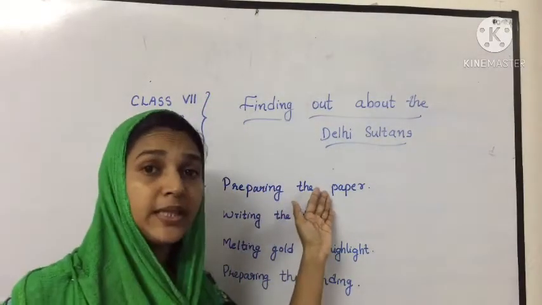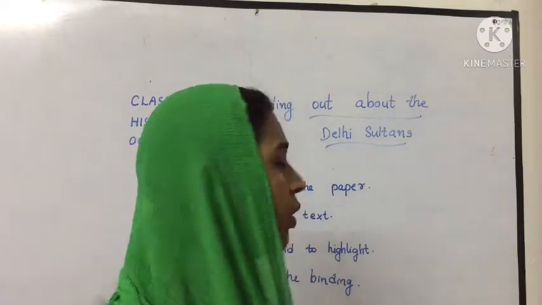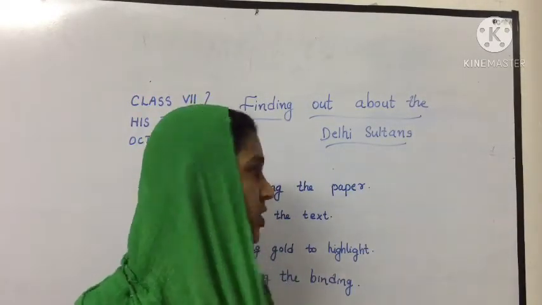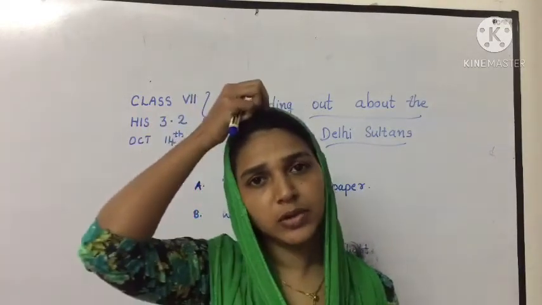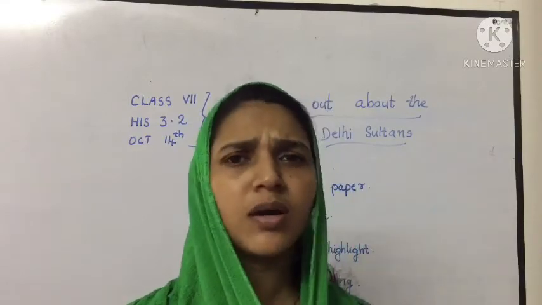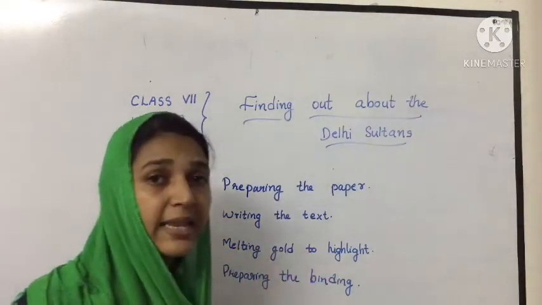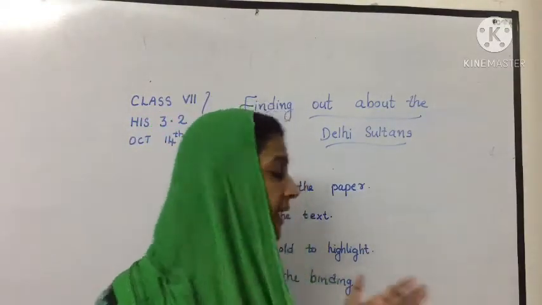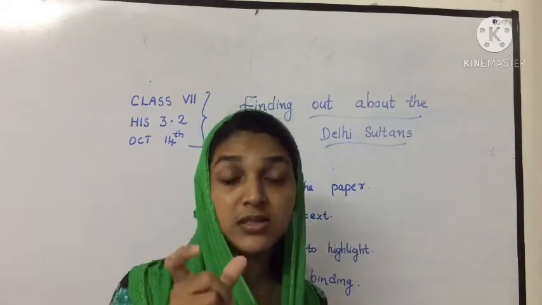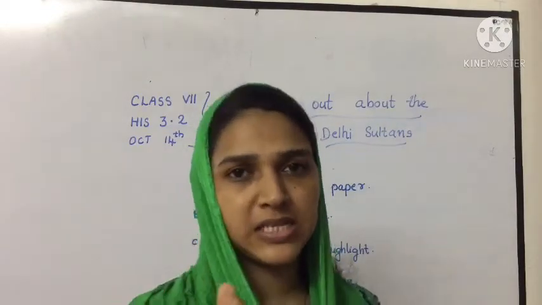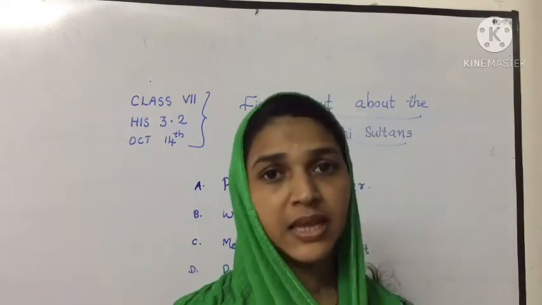First stage, preparing the paper on which the manuscripts are going to be written. After preparing the pages or papers, the next step is writing the text about the rulers, about the rule of a certain king, about the kingdom, etc. Third one, melting gold to highlight the words and phrases. Gold was used to highlight certain words, phrases or passages which are given by the kings or which are used to praise the king.